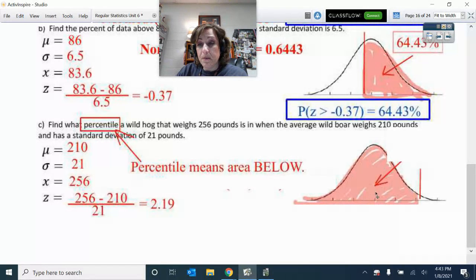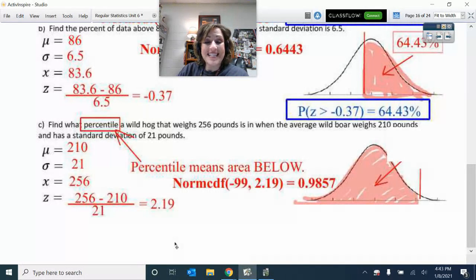So here's the mean, and then I'm 1 and 2 and a little bit more standard deviations above the mean. So now I'm going to go ahead and norm CDF the area below. So negative 99 to 2.19 is a lot. 98.57% of hogs weigh less than this particular one.